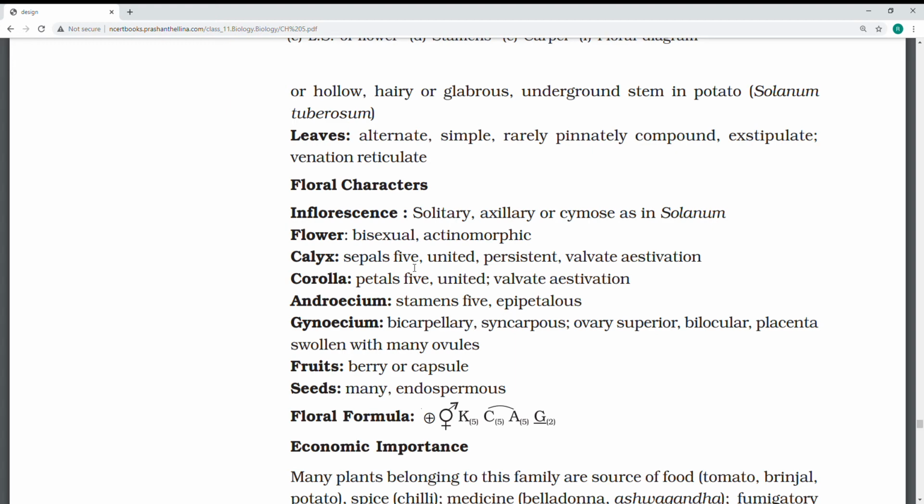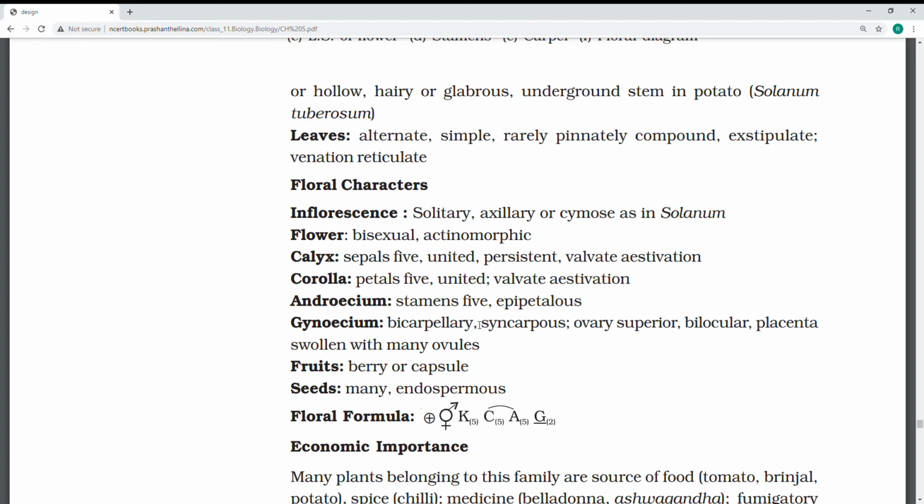Calyx is sepals 5, all united, persistent, valvate. Remember: sepals 5, united and valvate aestivation. That is what you have to write. If you forget to write persistent, no problem, but don't forget to write the sepals' number, united and valvate aestivation. Same with the petals: petals 5, united and valvate.